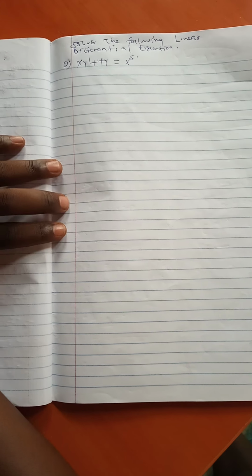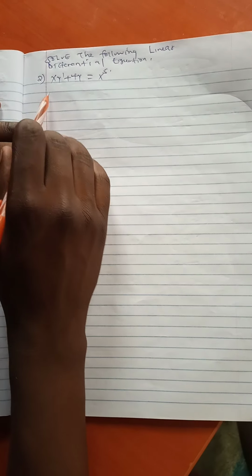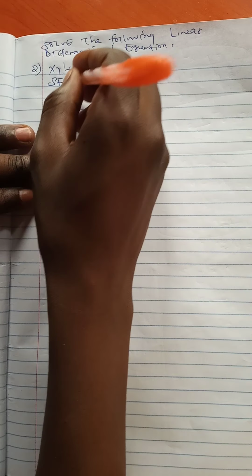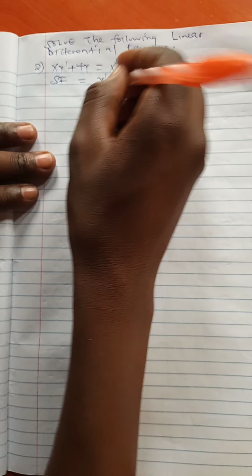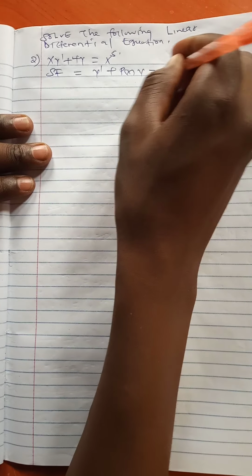So welcome back. Today we are going to look at linear differential equations, and our question is: solve the following linear differential equation. Our first question is x times y prime plus 4y equals x to the power 5, and you know that the standard form of a linear differential equation is given by y prime plus p of x times y equals q of x.